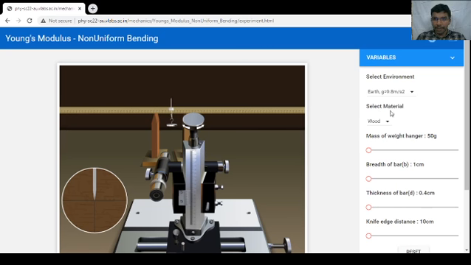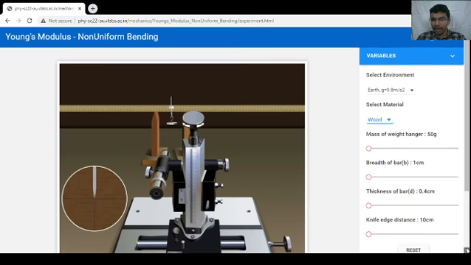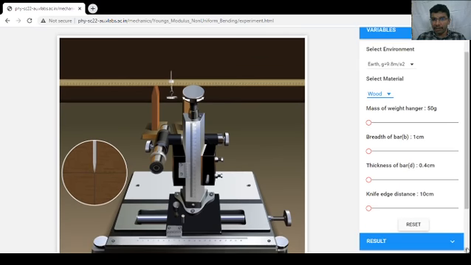Okay, see, acceleration due to gravity is a fixed value, g is equal to 9.8 meter per second squared for earth, and we are choosing the material as wood. Usually we calculate the Young's modulus for wood, so we are considering wood. Then we are fixing the breadth of the bar, let it be 3 centimeter, and the thickness of the bar, let it be 0.6 centimeter.